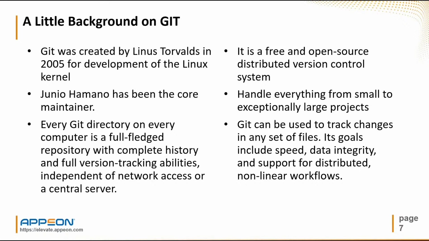Git is a free and open source distributed version control system, and we'll talk more about that. It handles everything from small to exceptionally large projects. Git can be used to track changes in any set of files. Its goals include speed, data integrity, and support for distributed non-linear workflows.